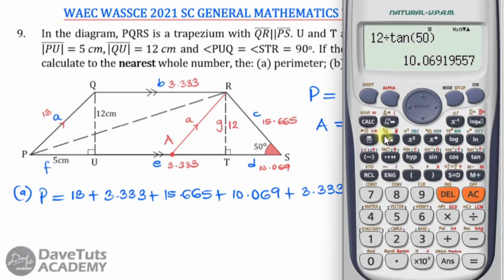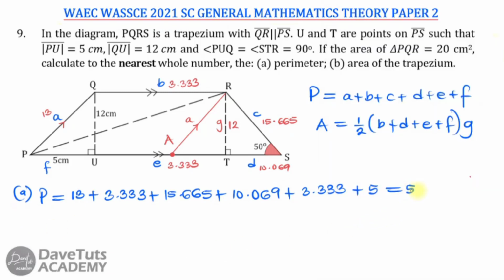So I just need to add all of this in the calculator, and that will give me, in the first case, A is 13, plus B is 3.333, plus C is 15.665, plus D is 10.069, plus E is 3.333, plus F, that is 5, and that's going to give me what? 252 over 5, and okay, this is 50.4. But looking at the question, we're asked to find it correct to the nearest whole number. 4, we need to round down to 0, and that will make sure that our answer is nothing but 50 centimeters as the perimeter of this particular trapezium.